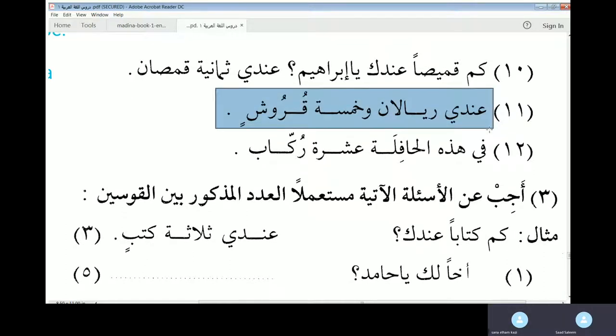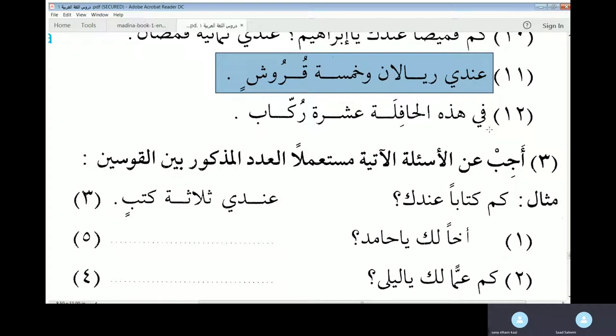Indi riyalani wa khamsatu qurush. Yes, I have riyalani wa khamsatu qurush. Okay, I have two riyals and five qurush. Qurush is a currency that you learnt today in the grammar. One tenth of a riyal, like a pence. Five of those pence.